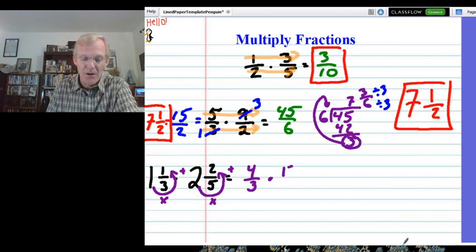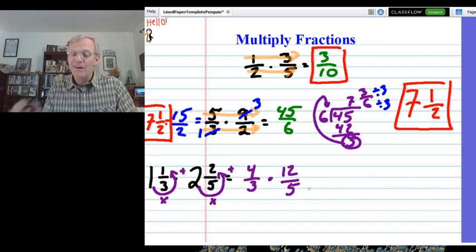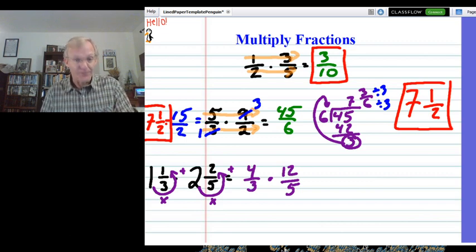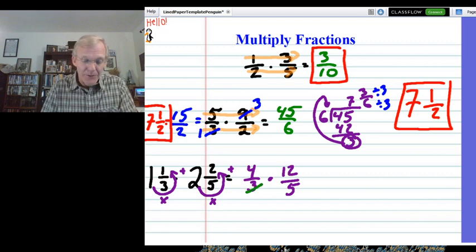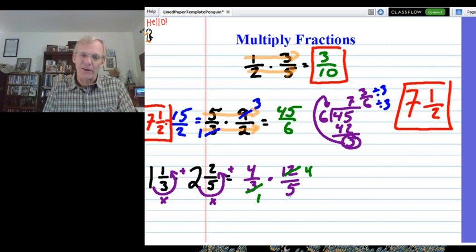So times 12/5. Now, if we multiply straight across, we get some pretty big numbers, 48 and 15. I'm going to go for smaller numbers. So let's do some cross reducing. Is there a number that goes into 3 and 12? Yeah, 3, right? 3 goes into 3 once, 3 goes into 12 4 times, right? How about 4 and 5? That diagonal. Yeah, no, it doesn't work, does it?